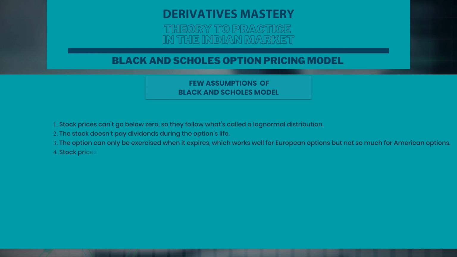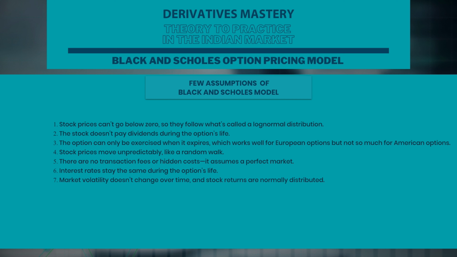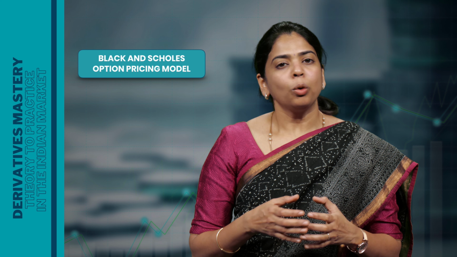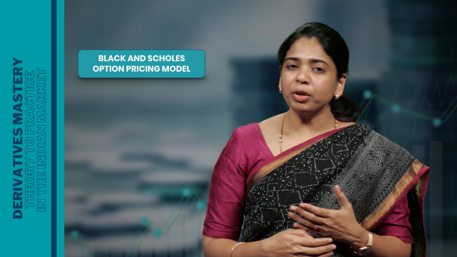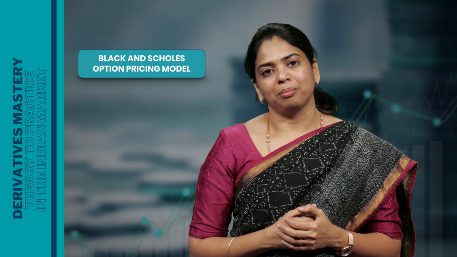The fourth assumption is stock prices move unpredictably, like a random walk. Fifth is that there are no transaction fees or hidden costs. It assumes a perfect market. And the sixth assumption is interest rates stay the same during the option's life. Seventh is that the market volatility doesn't change over time and stocks' returns are normally distributed. The eighth assumption is there is no risk-free way to make a profit, and therefore there is no arbitrage. While the original model didn't account for dividends, modifications were later introduced to incorporate them.